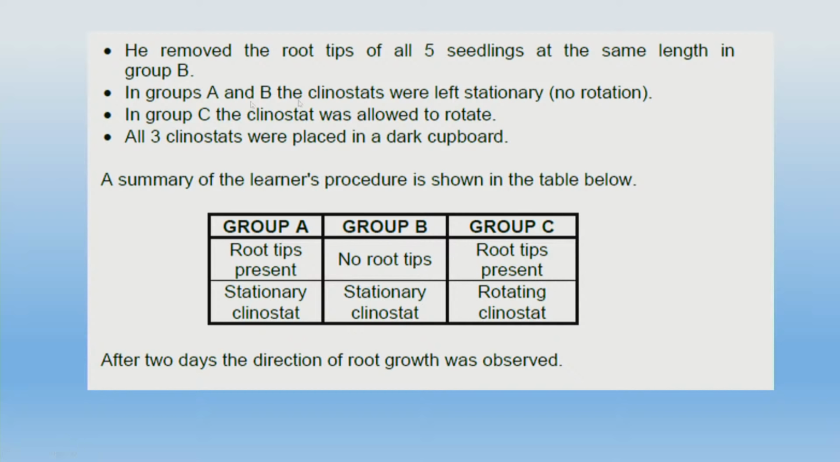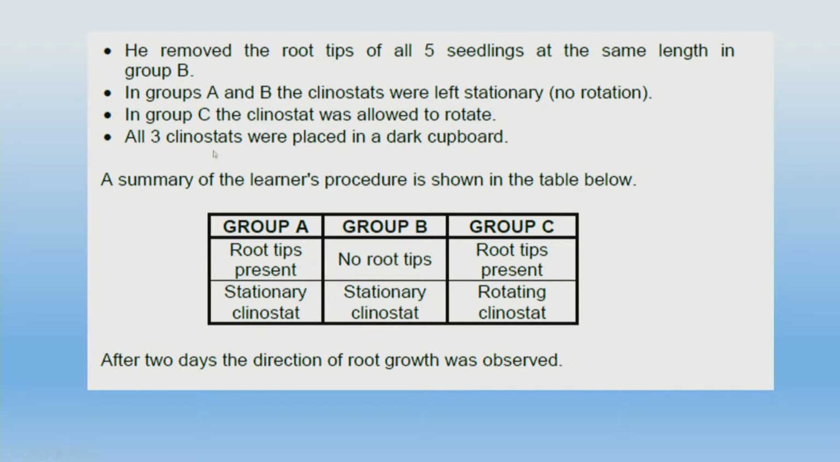In groups A and B, the clinostats were left stationary, so there was no rotation. Let us quickly look at our table. Here is group A and group B. The clinostats were stationary, so they were not moving.